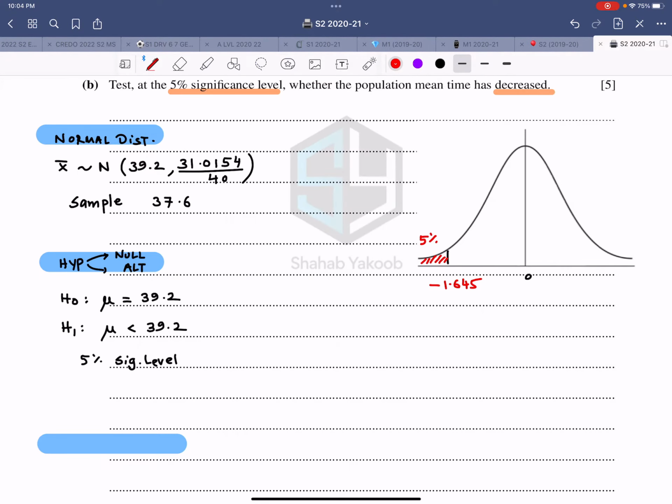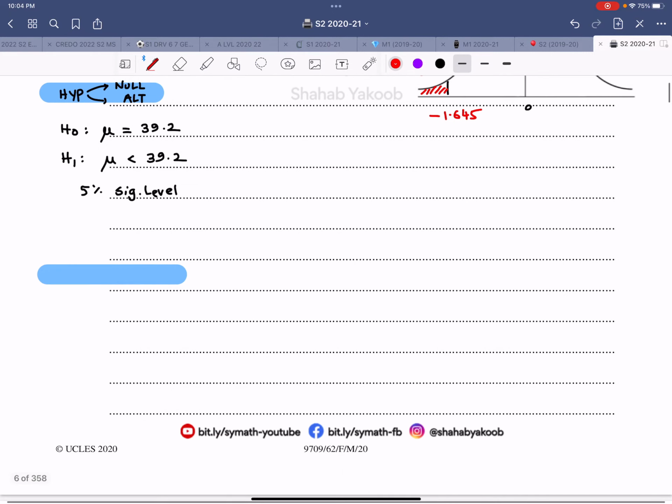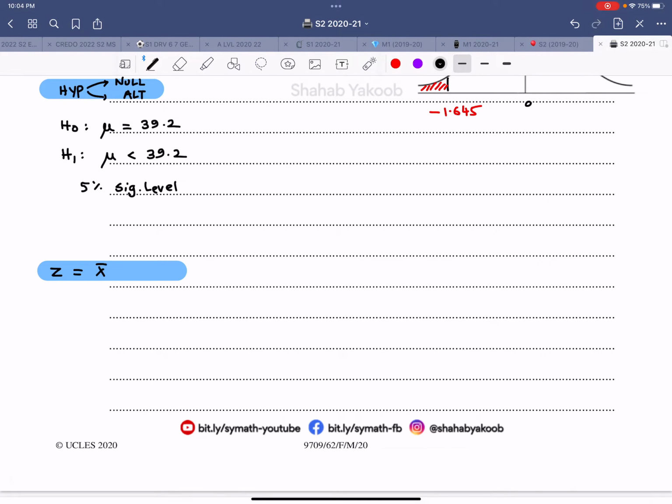That is the first thing. Now what else is there? Calculation of z. Z is x bar minus mu. So this is a sample mean calculation, divided by sigma square over n under root.